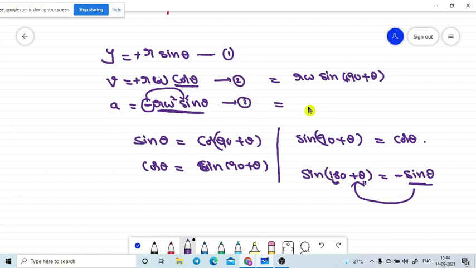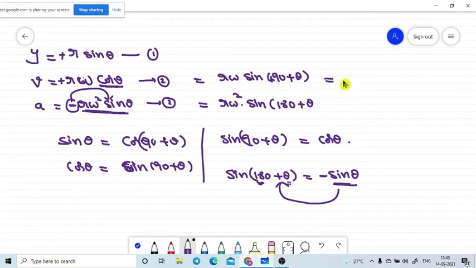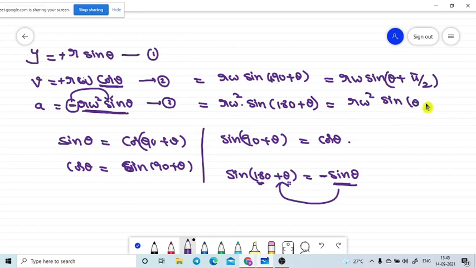Can I rearrange this equation? R omega square into sine of 180 plus theta. So this is the angle I am writing. Just rewriting this equation, please look at this one. R omega into sine of theta plus pi by 2, where pi by 2 is the angle only. Same equation. In this one also, R omega square into sine of theta plus pi. This is equation number 2 and this is equation number 3.